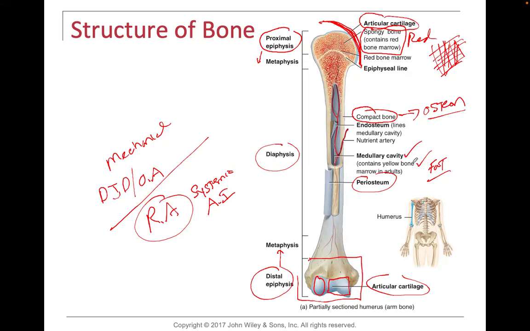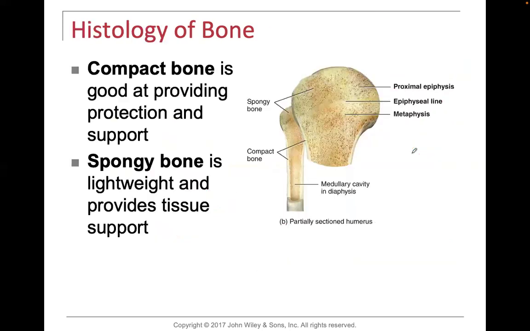Now, on demand, if we need more red blood cells, yellow marrow can convert itself into red marrow in crisis situations, should we need that. So, spongy bone is found at the proximal epiphysis and the distal epiphysis. And then we have compact bone, which is more in the shaft of the bone, okay, more in the diaphysis.